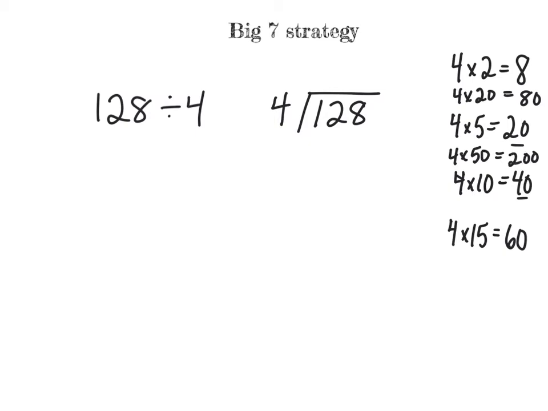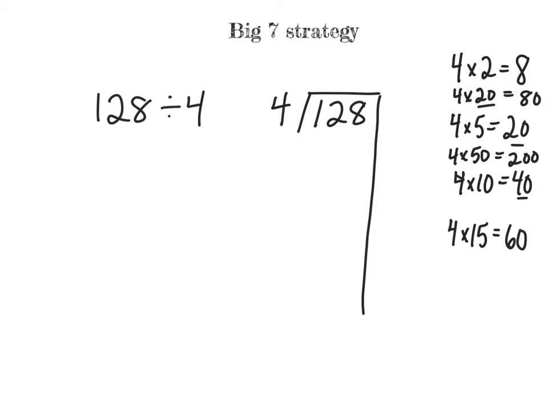All right, the next step is I'm going to make my 7. And now I'm going to use this menu to help me. And I'm going to think, 4 times what number gets me close to 128 without going over? So if I look at my menu right now, the number that gets me close to 128 without going over is 20.